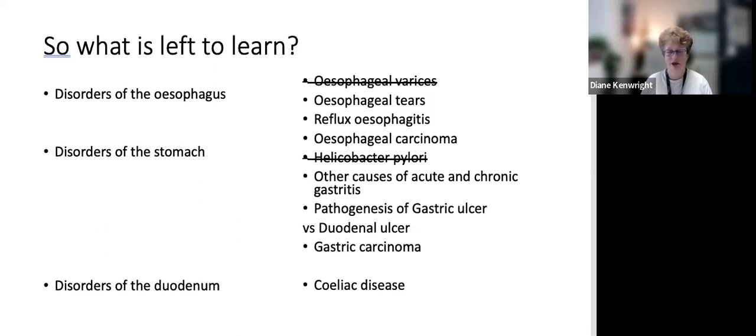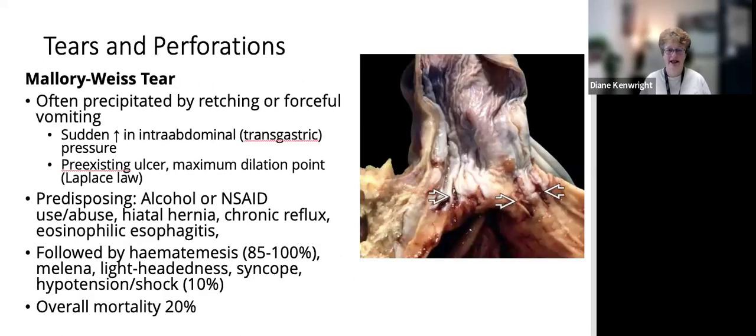I know that you learned a bit about esophageal varices, lots about Helicobacter, and so we're going to concentrate on the other things. Let's start with the esophagus and Mallory-Weiss tears. So what is a Mallory-Weiss tear? A Mallory-Weiss tear is a tear in the esophagus near where it joins the stomach, and it tears through the big veins that are there.